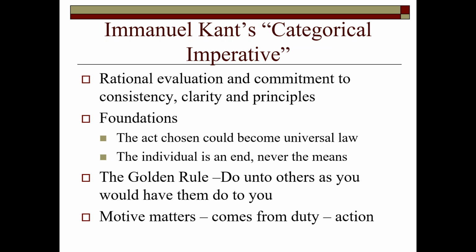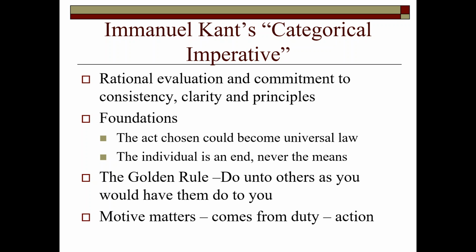So where Aristotle has the golden mean, you could look at Immanuel Kant's categorical imperative as the golden rule. And the golden rule, as many of us know from our upbringing or from our religion or from our kindergarten, is to do unto others as you would have them do unto you. So you can look at the categorical imperative as the golden rule.